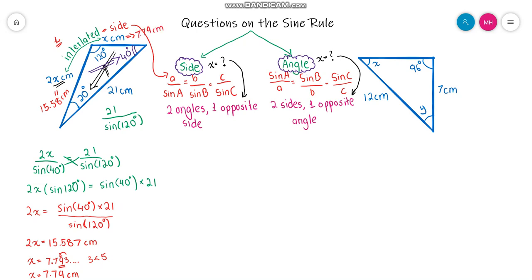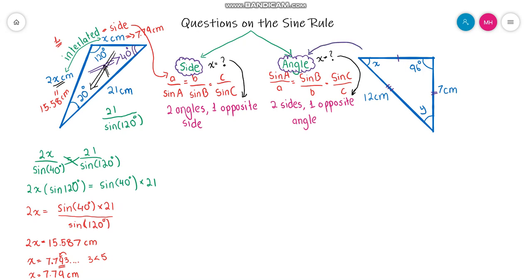Now we'll move on to finding an angle. Okay, so over here we need to find x and y. They're two different angles, and the triangle is not isosceles. So this angle is different, this side is different, this side is different. So we need to find an angle, and therefore we will use this formula over here.